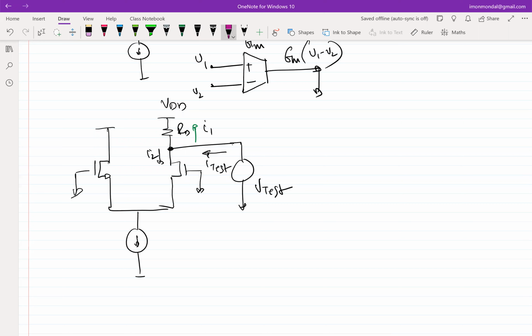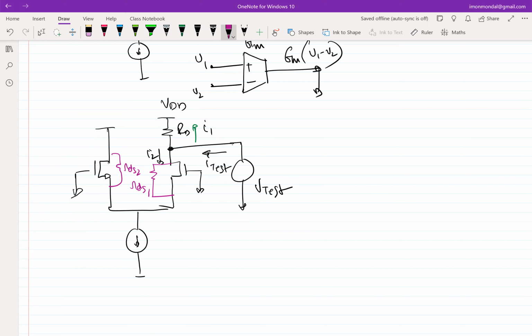Let me simplify it further. So let's say that you have RDS1, RDS2, and the transistor itself is an ideal gm. In order to model incremental resistance, I have simply added this RDS.